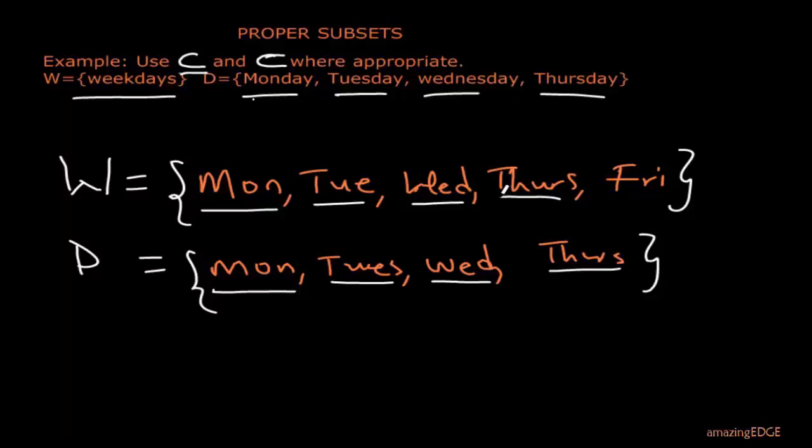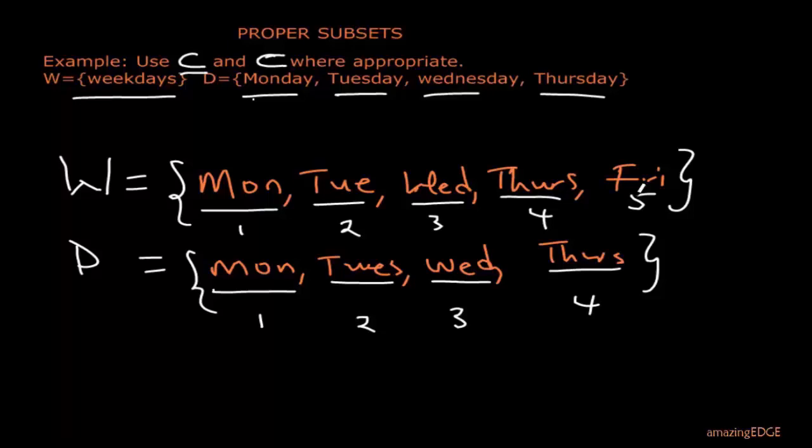But one more thing is there. How many elements do we have here? In D, we count: 1, 2, 3, 4. So there are 4 elements in D. And in W, let's count the number of elements we have: 1, 2, 3, 4, and 5. So what do we observe? The set W is not equal to set D, but every element in set D is in set W.